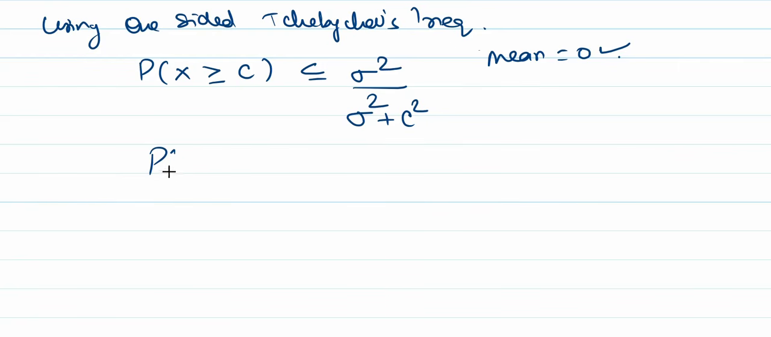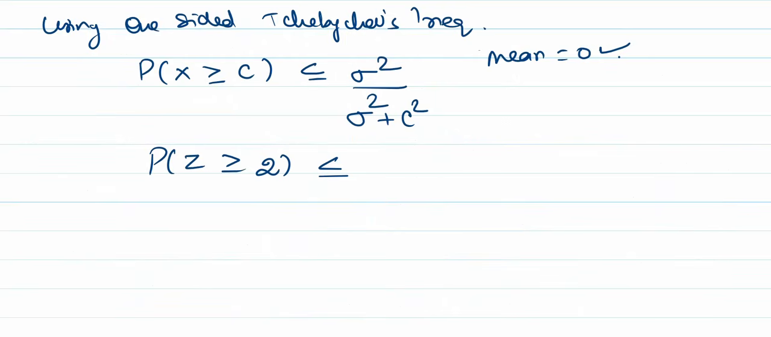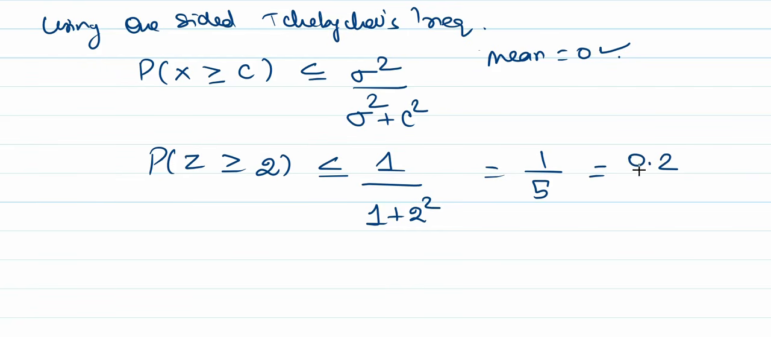So this pretty well guarantees that the mean is 0. So I can directly apply it for z greater than or equal to 2. This will be less than or equal to sigma square value. For the standard normal variate, the variance happens to be equal to 1. So this becomes 1 divided by 1 plus 2 square, which makes it 1 divided by 5, and 1 by 5 is going to be 0.2. This is Chebyshev's inequality value.